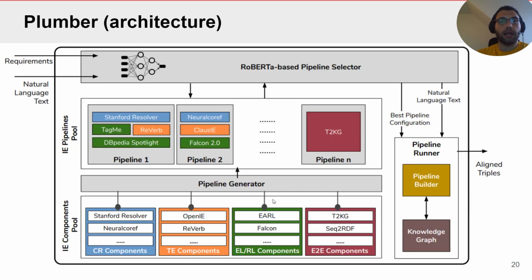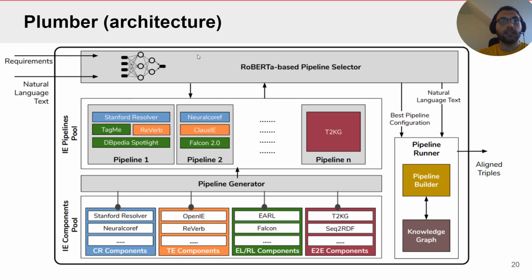Now that we introduced Plumber, let's discuss its architecture. Plumber is modular. It has a pool of components that perform the different IE subtasks, and a pipeline generator module that creates all possible pipelines and sets them up in the pipeline pool for use later on. A composed pipeline doesn't have to contain only one component per task. Rather, any combination of components can be used. Case in point, pipeline A, pipeline 1.